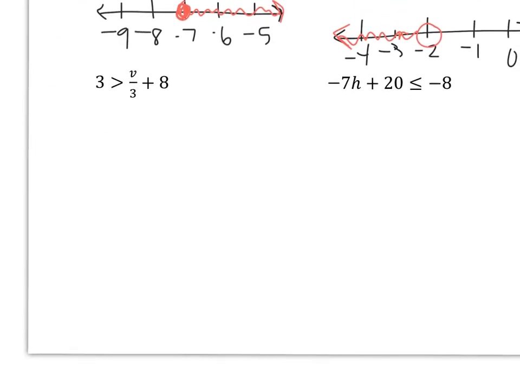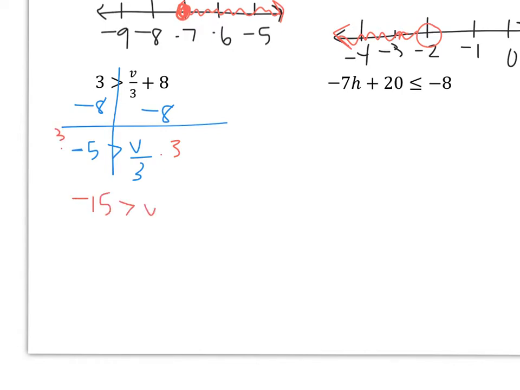Okay, let's move along. 3 is greater than v divided by 3 plus 8. So again, I'll isolate my variable, and I'll first subtract 8 on both sides. And 3 minus 8 is negative 5, is greater than v divided by 3. Now to undo a division problem, I have to use multiplication. So I'll multiply by 3 on both sides. And I get negative 15 is greater than v.